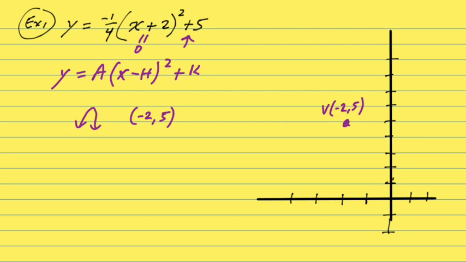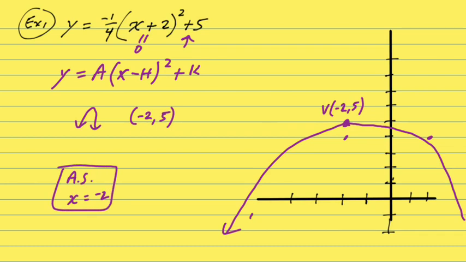Now, if I went down 1 and over 4, that would make it a very wide parabola. The axis of symmetry would be x equals negative 2. The axis of symmetry is this imaginary axis that if you folded on it, the parabola should match up. I don't have it sketched as well as I should, but it's just very wide.